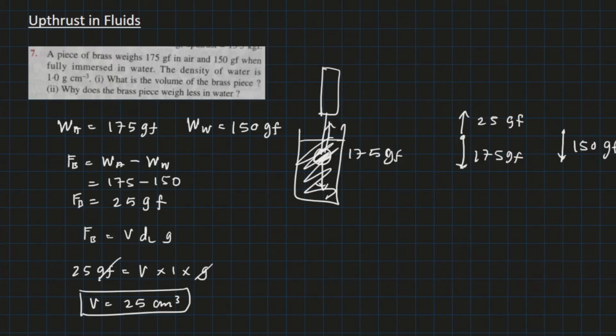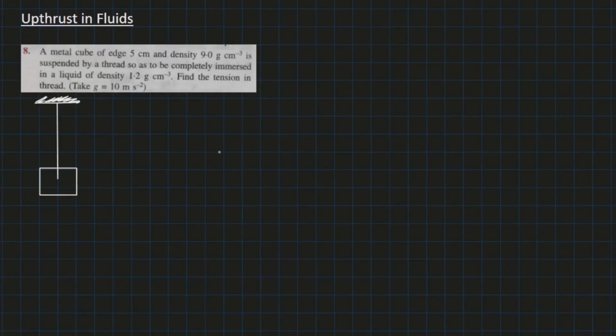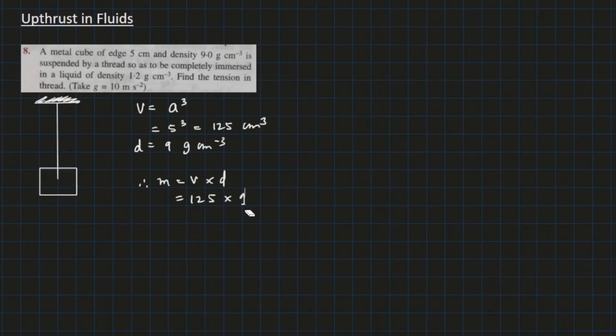Okay, let's move to the next question. In this question, there is a metal cube of edge 5 centimeter. So the volume will be side cube, that will be 5 cube, 125 centimeter cube. The density of this is 9 gram per centimeter cube, and therefore mass is volume into density, that is 125 into 9. The mass will be 1125 gram. So when it is suspended in air, its weight in air is 1125 gram force, and the tension in the thread will also be 1125 gram force.